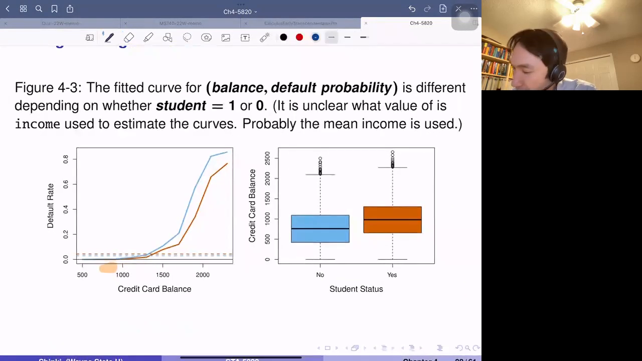So that means if student, the curve is this. So still the higher the balance, the higher the default probability. But if the balance is the same, then it's lower. It has a lower default probability than non-students. So if we fix the student status, then we can make this curve. I don't really know why this is not a smooth logistic curve.